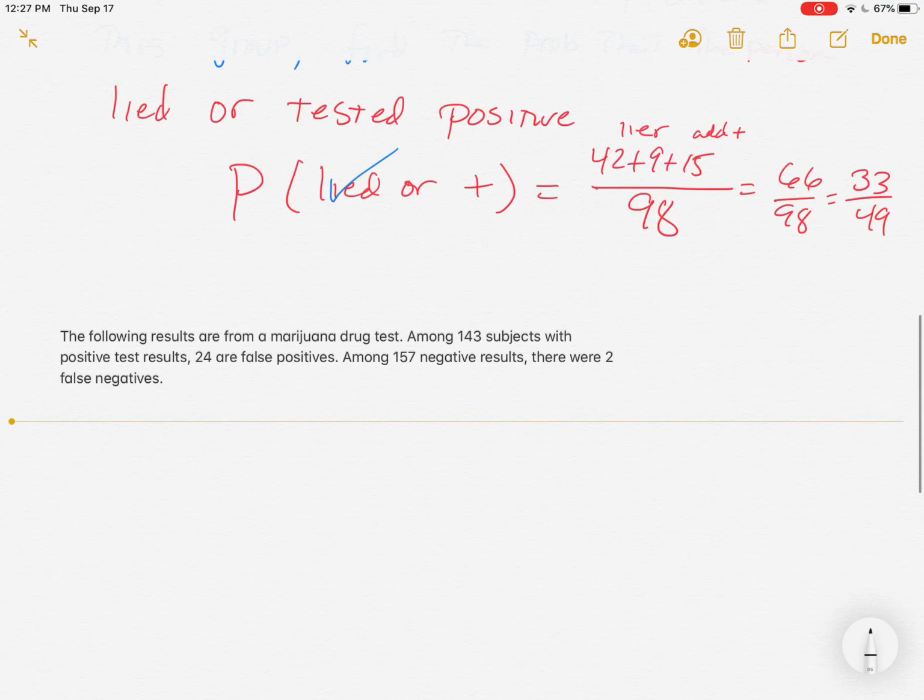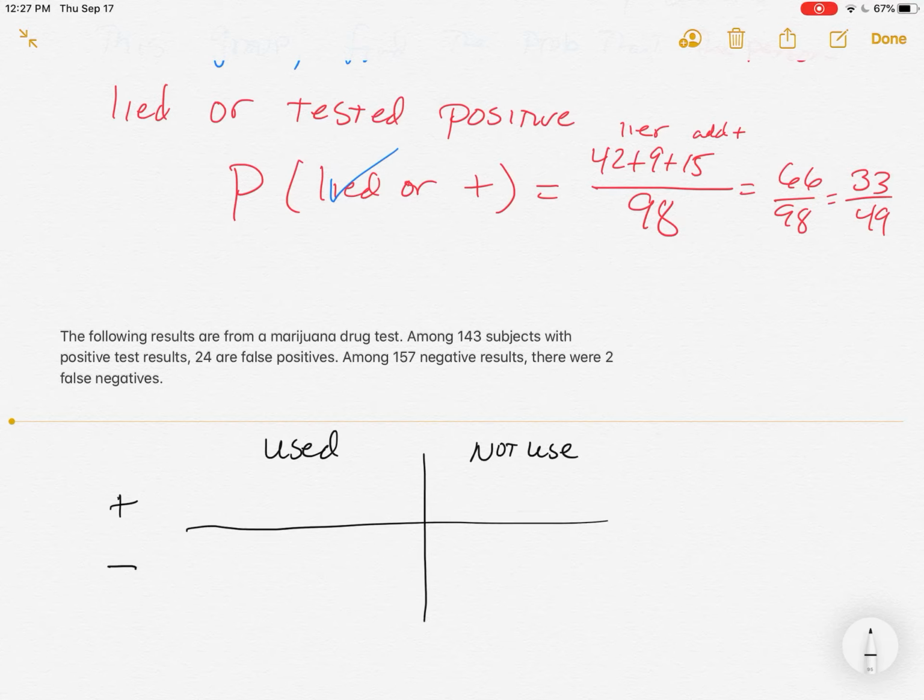So what do we have to do? Pretty much like we did before. A positive test result and negative test result. Used marijuana, did not use. Okay, so drug tests aren't perfect either. So what do we know for the following results? Among 143 subjects with positive test results, 24 were false positives. Now, a positive test result is supposed to tell us that somebody used. So this is our false positive area, and we put our 24 there.